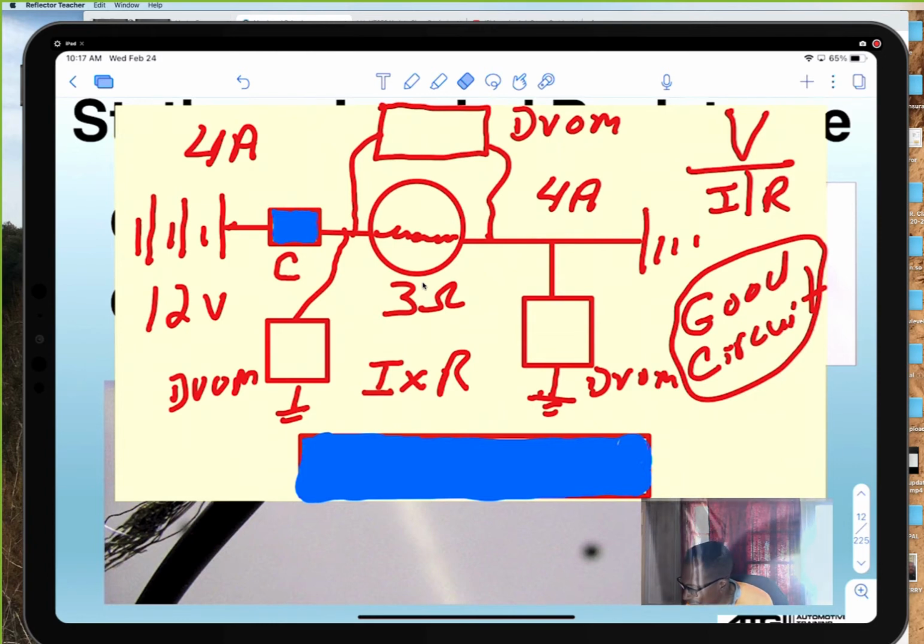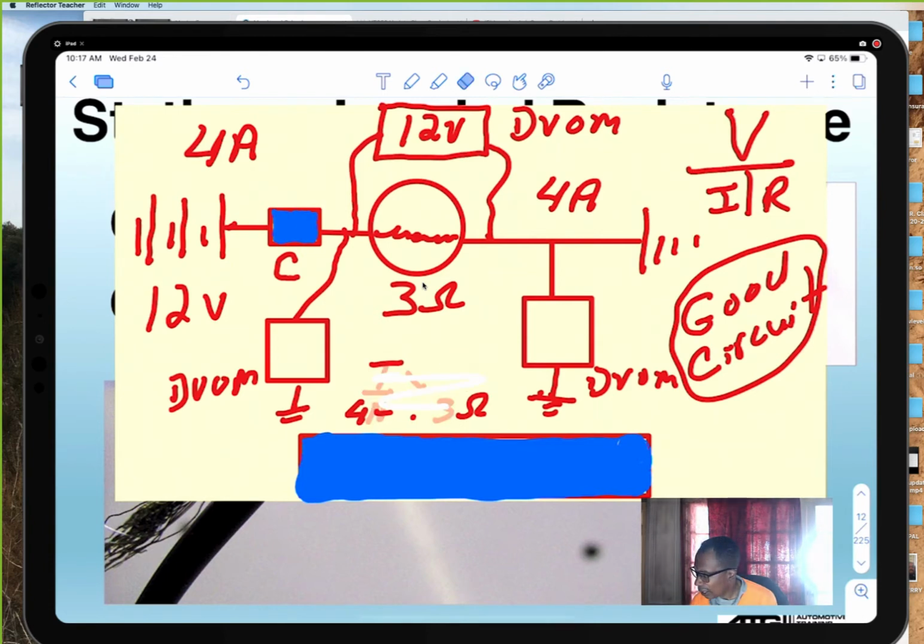So we got 4 amps times 3 ohms. Right? Exactly. 12 volts. So I'm thinking, I got my voltmeter, I'm on this bulb, it should drop 12 volts. Right? According to the rule, it should drop 12 volts.